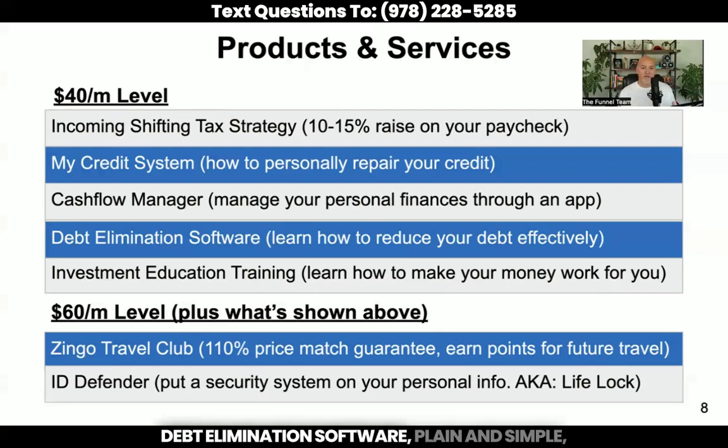Debt elimination software, plain and simple. We're going to help you, if you have debt, eliminate your debt, do it the right way, and again, increase your cash flow. Okay. Investment education training.